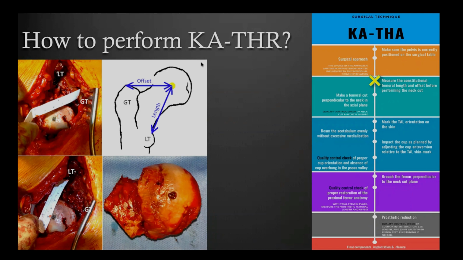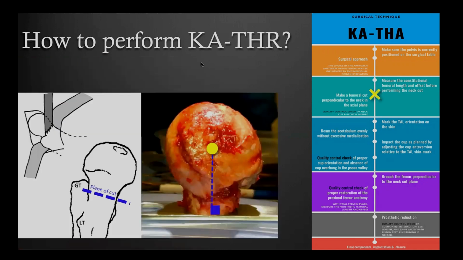It is the greater trochanter at the center of the femoral head, but also the length of the neck between your mark on the lesser trochanter and the center of the femoral head. You do then your cut, and you try to do it perpendicular to the neck, and you control it. When you've done your cut, you check it, and you see that if you follow your cut, you end up in the middle of the femoral head.